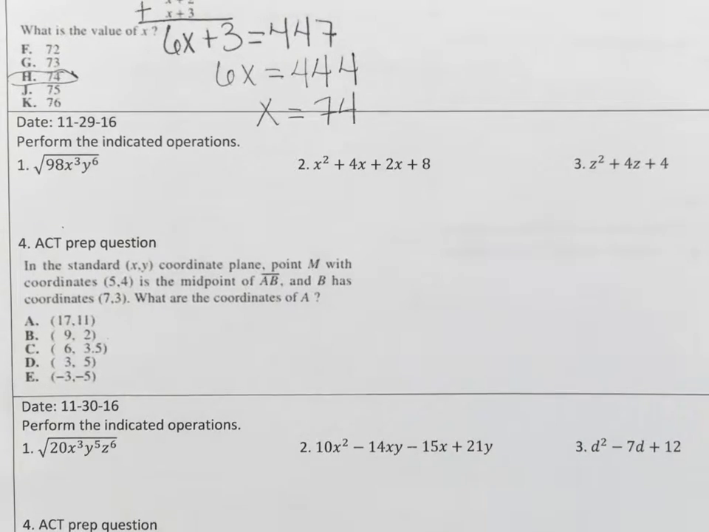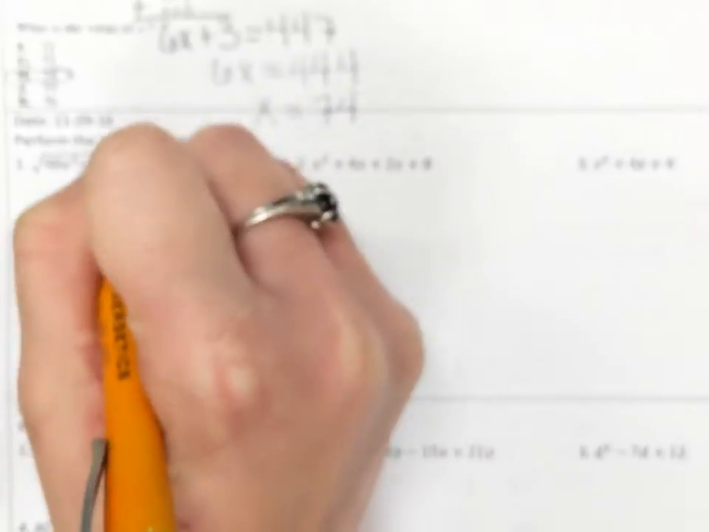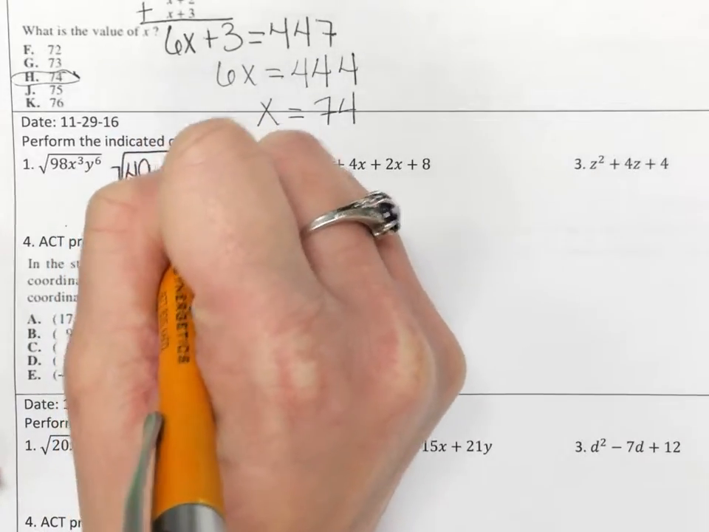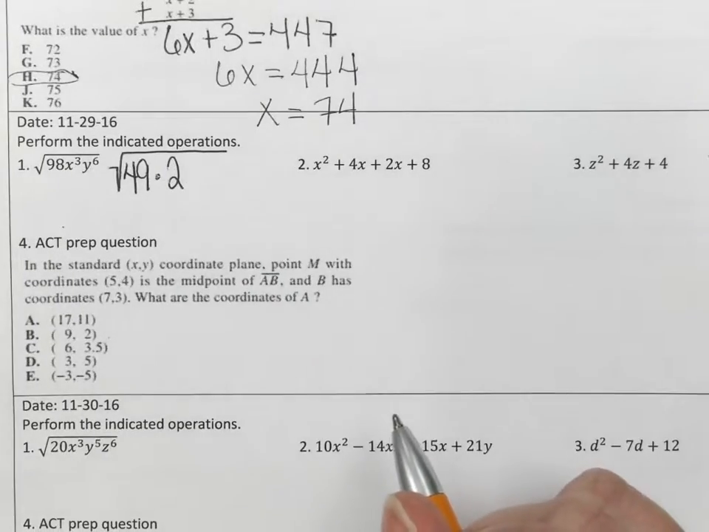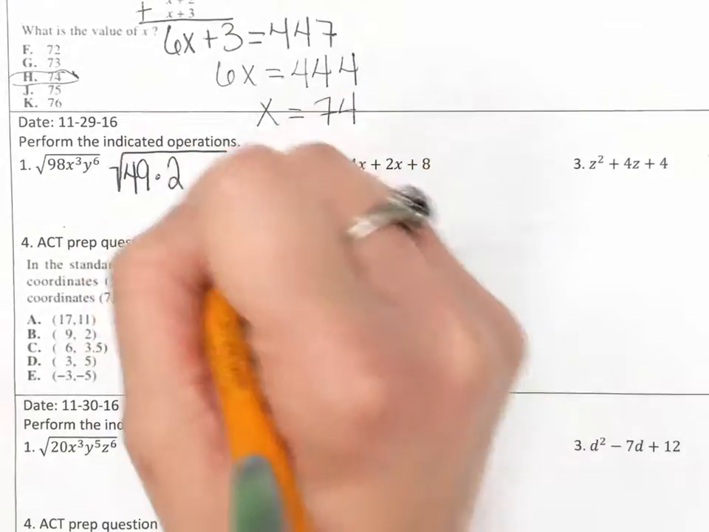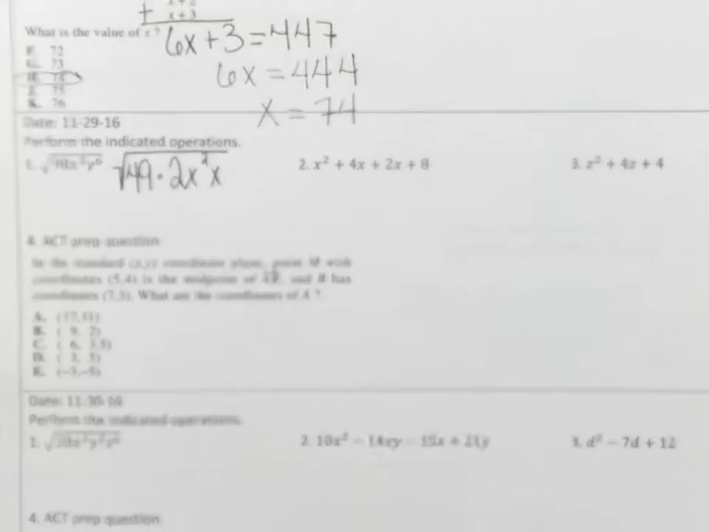98. What perfect square goes in 98? 49? 49 times what? 2? Alright, what about x cubed? It has to be even. So how do I make it even? And x. Very good. So I got 3 of them.